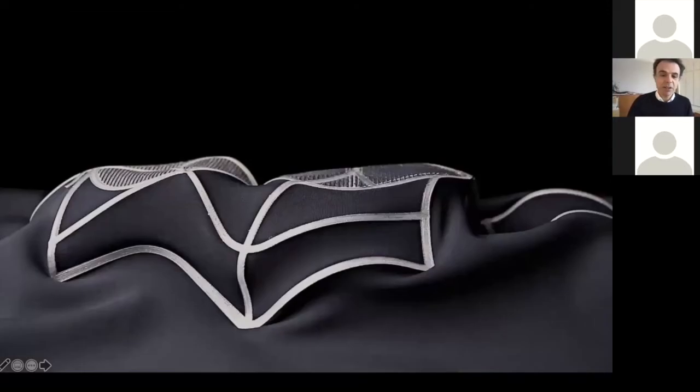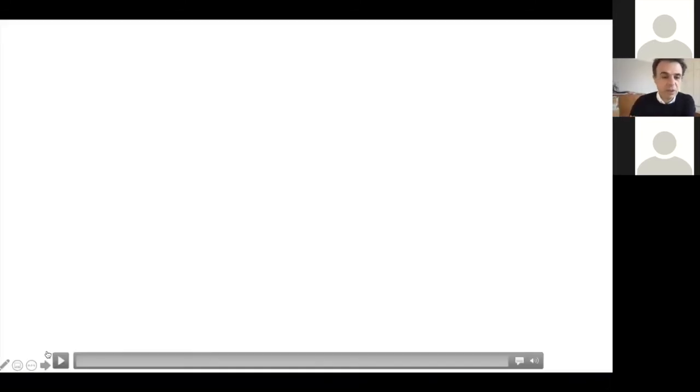And they've done some incredible experiments with fabrics. And maybe you've seen this one before. This is a self-forming fabric. And I'll play the video and I'll explain what's happening as we go through the video.